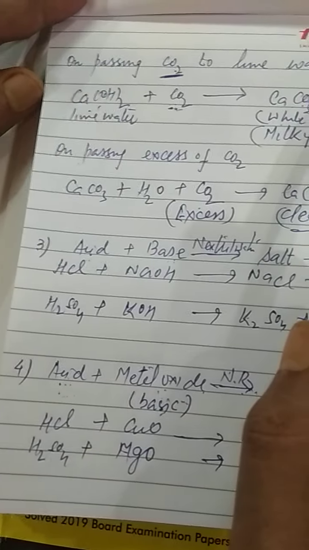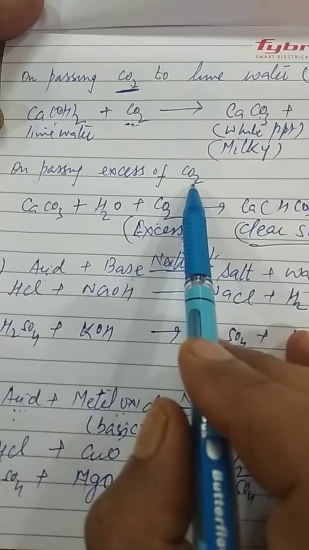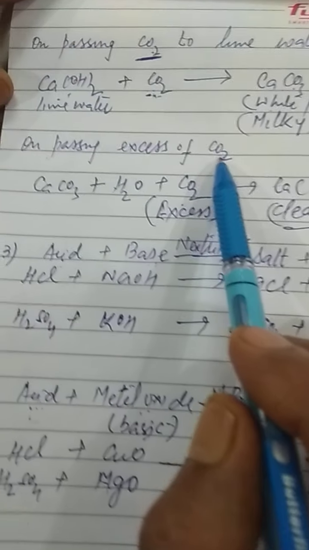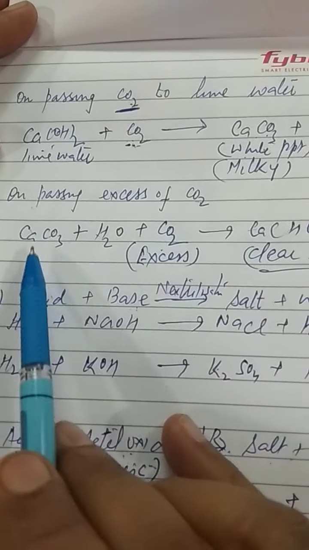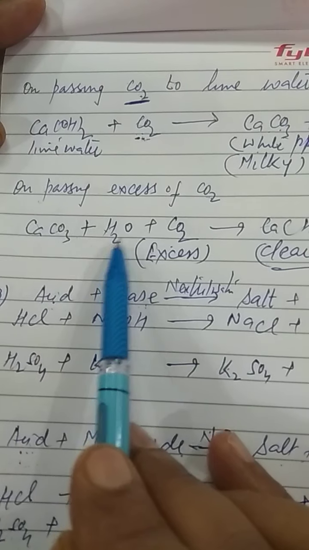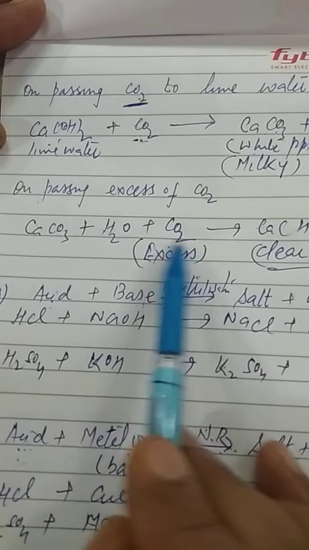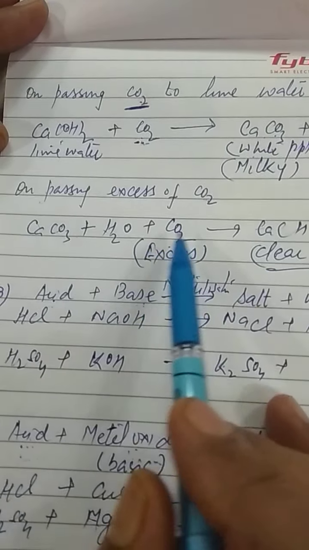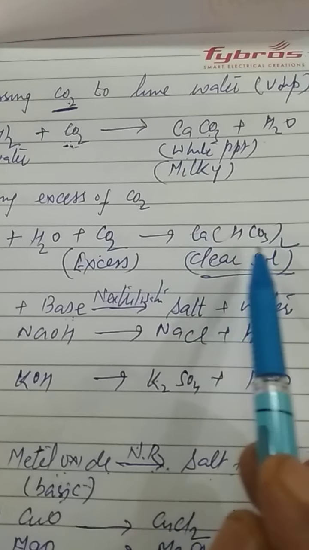But when excess of carbon dioxide is passed through the lime water, the milkiness disappears. Now this is the solution, calcium carbonate and water, and this is excess of carbon dioxide. If we continue the supply of carbon dioxide to the product formed, the milkiness disappears due to the formation of calcium bicarbonate.